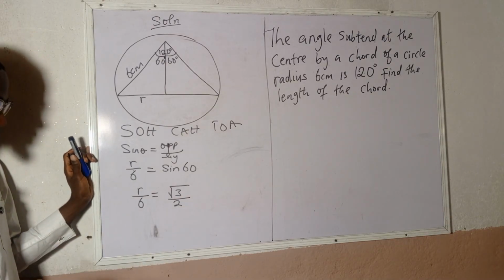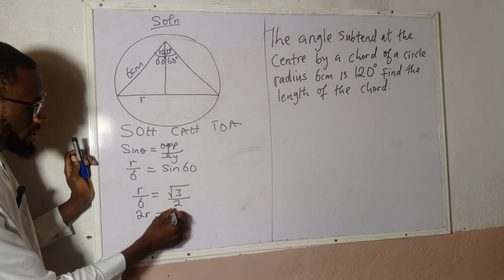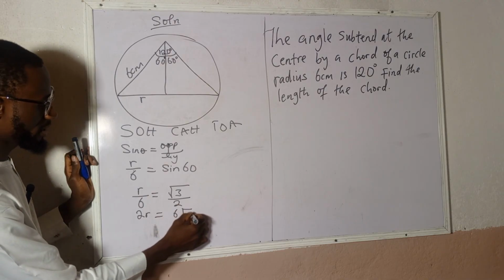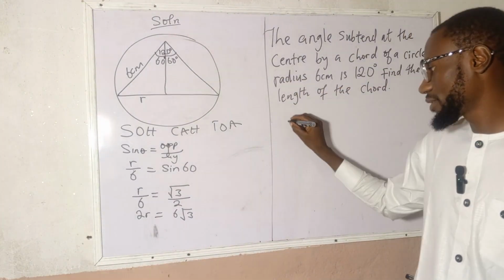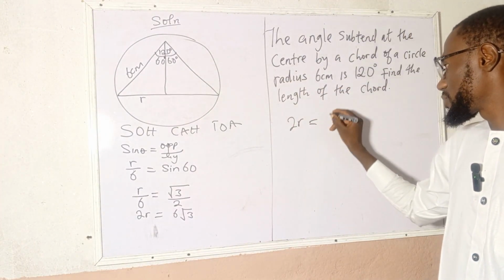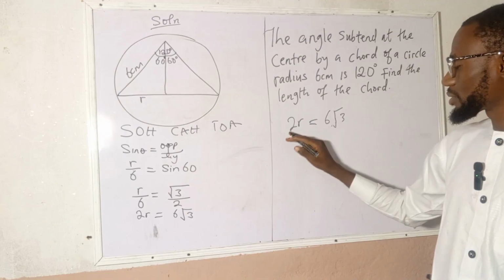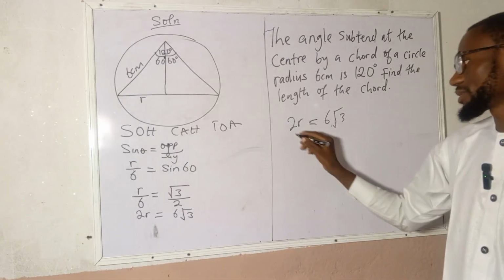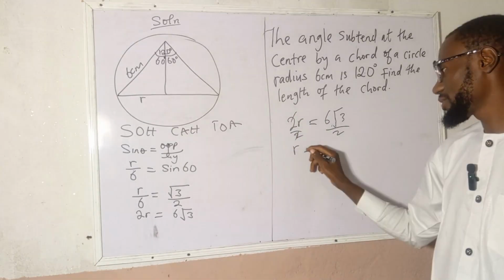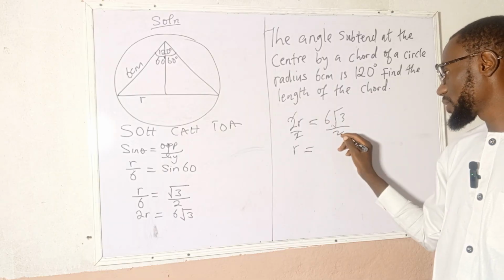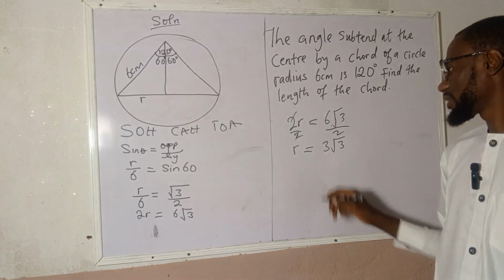Now we are going to cross multiply, where we have 2r is equal to 6 multiplied by root 3. Then if you have 2r is equal to 6 root 3, we can divide both sides by the coefficient of the radius given. Here 2 cancels out. We have r is equal to 6 reduced with this 2, where we have 3 root 3.